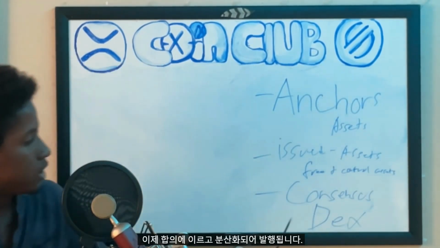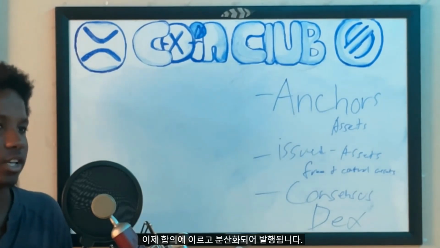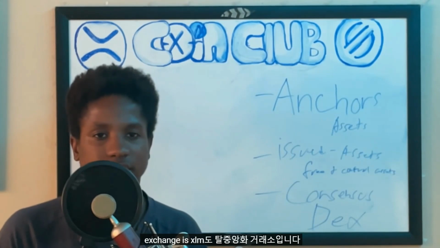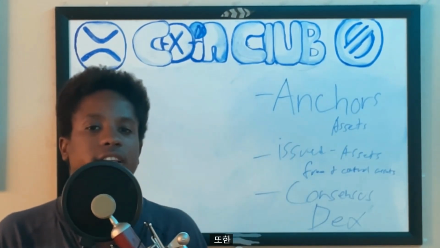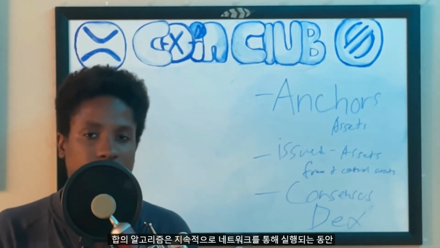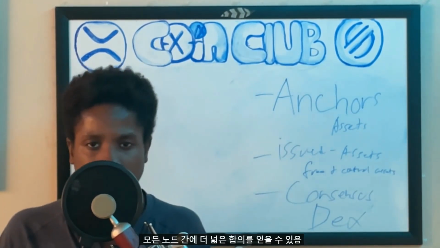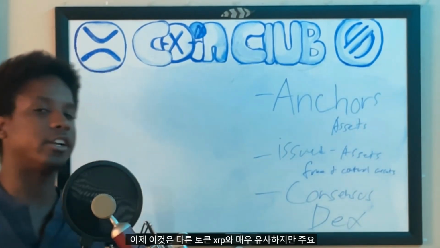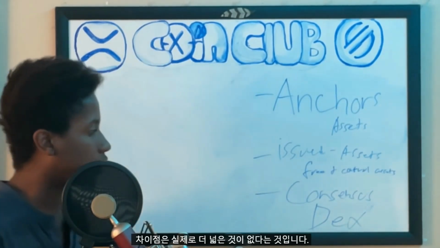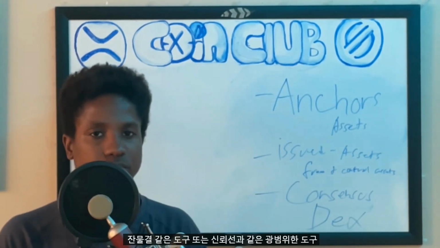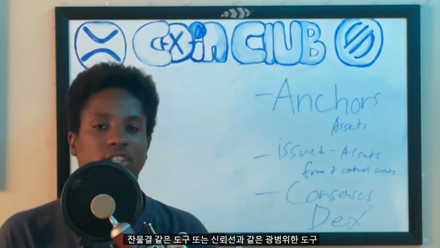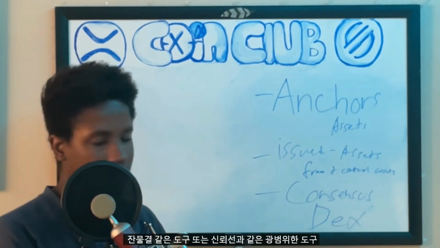Now, coming into consensus and decentralized exchange, XLM is also a decentralized exchange, and it also gets its native consensus by having a consensus algorithm constantly run over and over the network while being able to get the broader consensus among all of the nodes. Now, this is very similar to another token, XRP, but the main difference is there really aren't any broader tools like rippling or broader tools like trust lines when it comes to XLM.